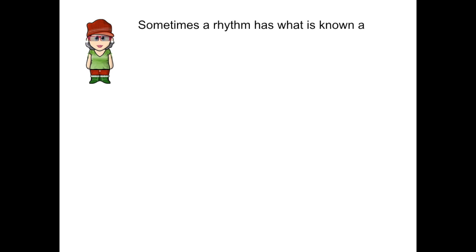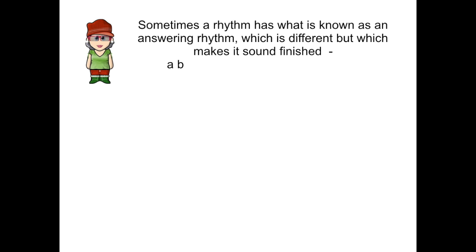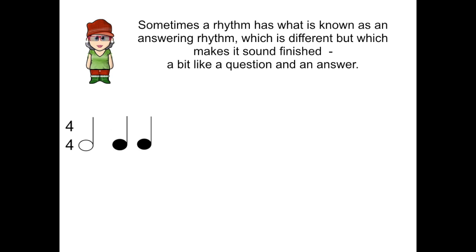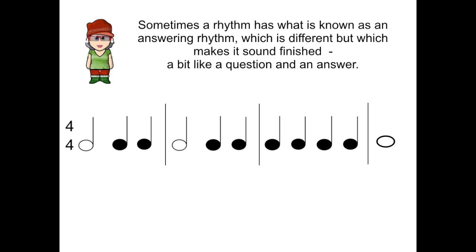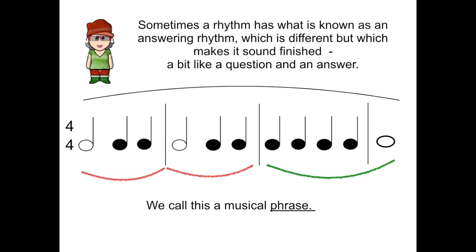Sometimes a rhythm has what is known as an answering rhythm, which is different but which makes it sound finished, a bit like a question and an answer. Here, the first 2 bars are made of a repeated rhythm which makes up the question. The second 2 bars are the answer. In red, the question. In green, the answer. We call this a musical phrase and mark it with a long curved line like this.